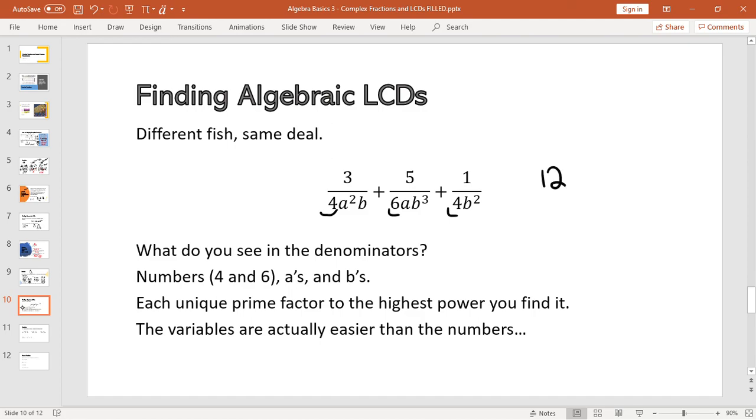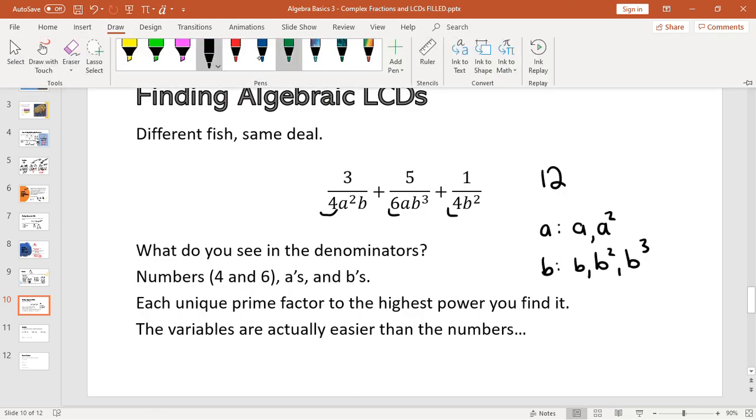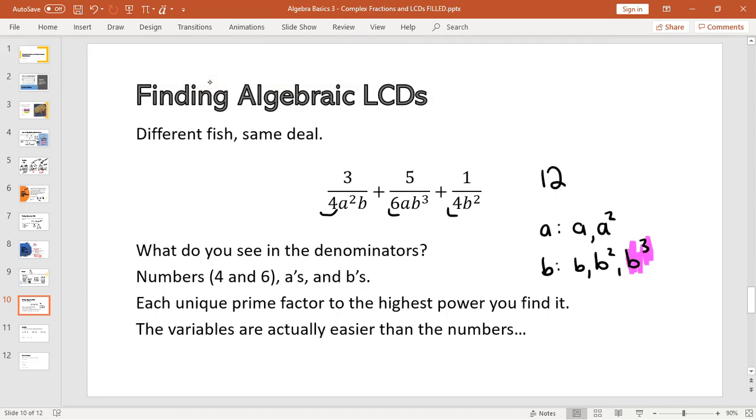Now let's look at the A's and the B's, and these are the other things I have. I see that I have A and A squared. And for the B's I have B, B squared, and B cubed. So when you're going to pick a variable, and I don't care if it's a binomial or it's a nice variable like this, you always choose the one that has the highest power. Because B can fit into B cubed, but B cubed doesn't go into B. A can fit into A squared, but it can't go the other way. So pick the highest power.